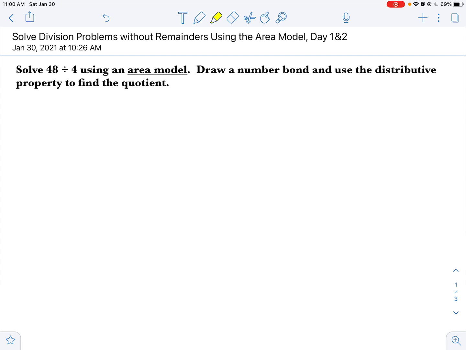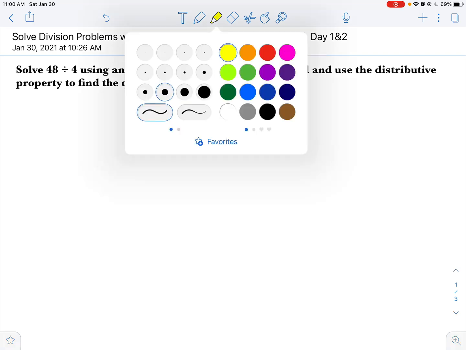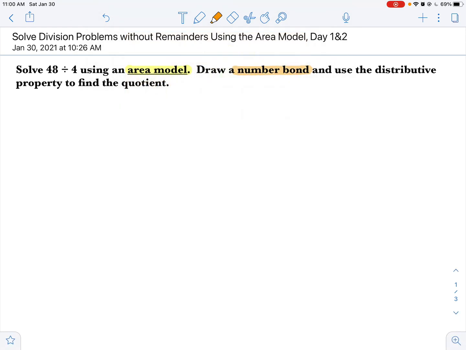The first thing I want to draw your attention to is that we're using an area model. That's the biggest thing. When you see area model, I want you to immediately think rectangle. When we talk about finding area, we have been talking about areas of rectangles. So when you see that, you immediately need to start thinking in terms of rectangles. You are also being asked to draw a number bond and to use the distributive property to find our quotient. So we're going to include all of this, and it's going to all be based off of our area model.